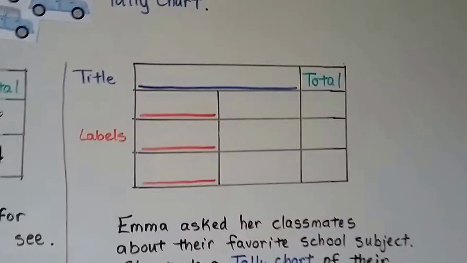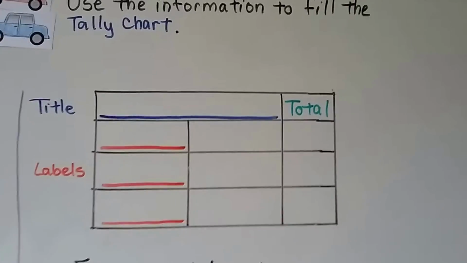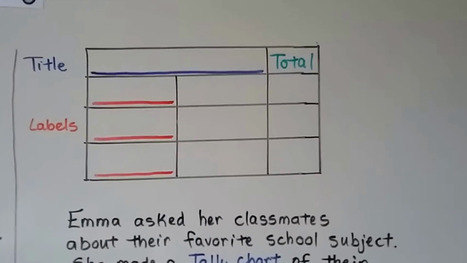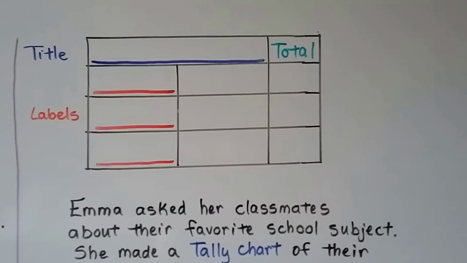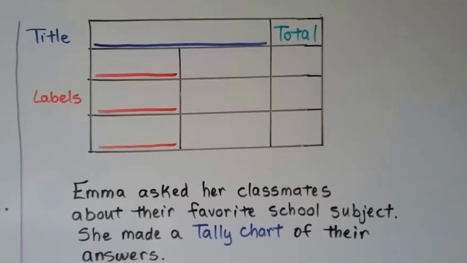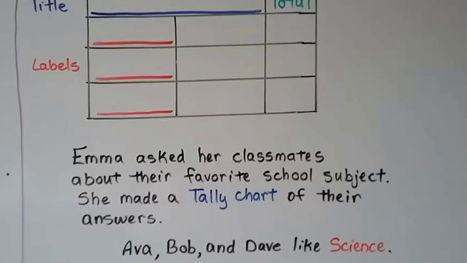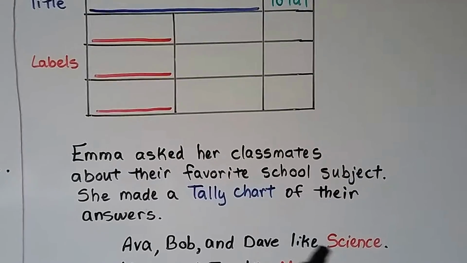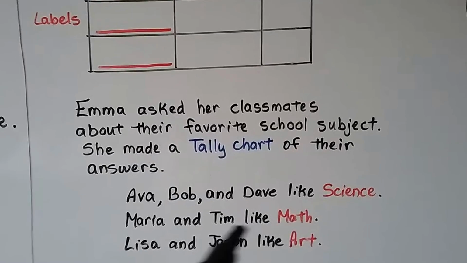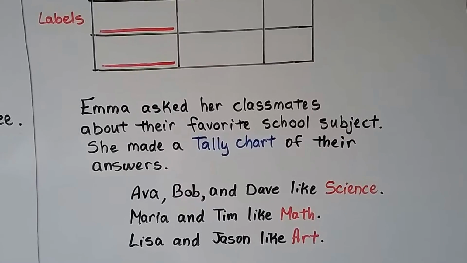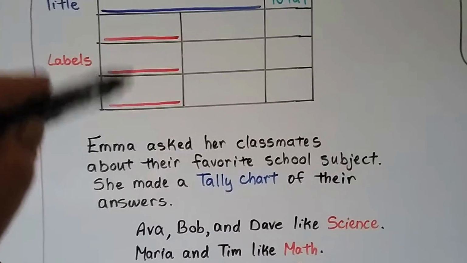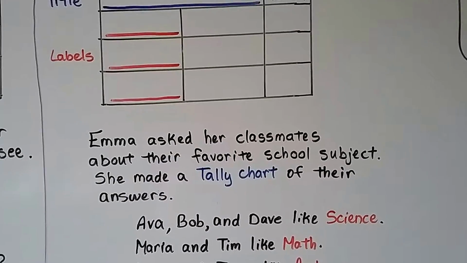Here we've got another empty tally chart. We can use the information to fill the tally chart. Emma asked her classmates about their favorite school subject. She made a tally chart of their answers. Ava, Bob, and Dave like science. Maria and Tim like math, and Lisa and Jason like art. So, we need to put the labels here and we need a title.